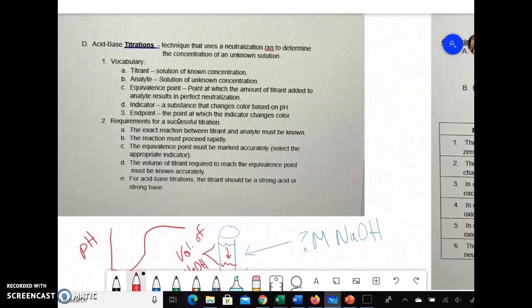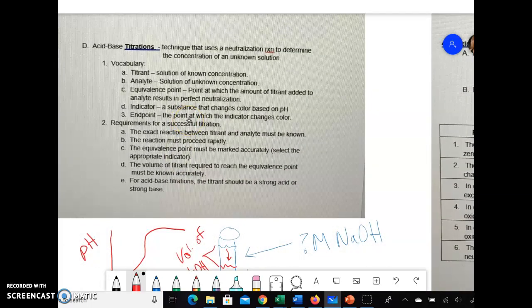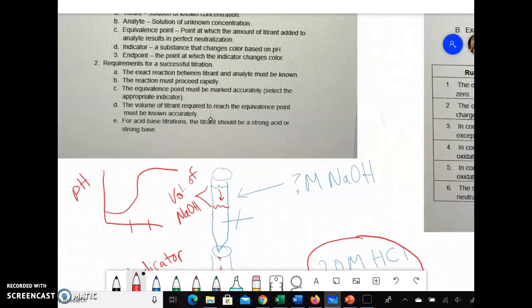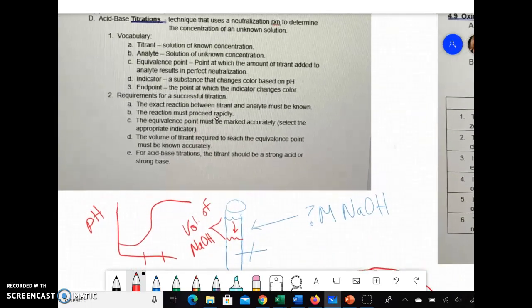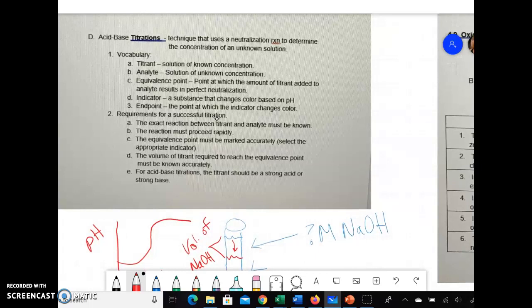So going back up here to the vocabulary, the titrant is the thing that you know the concentration of. So in this example down here, the HCl was our titrant. The analyte is the one that you don't know, so that was the NaOH in ours. Equivalence is the point where you get the moles of acid to equal the moles of base. And that should be an E down here, not a 3.